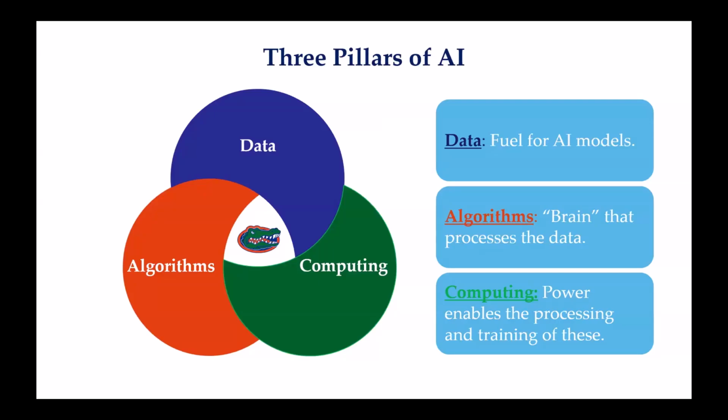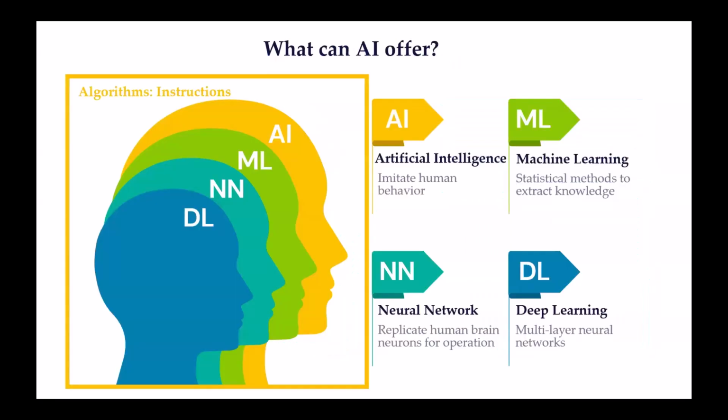For instance, we can use different versions of AI, like ChatGPT, and ChatGPT versions have different algorithms. So for different purposes, we can pick different brains. That's algorithms. The other thing is computing power. Computing power enables the processing and training of all of these, so data and algorithms. I'm actually running two laptops, and the two laptops have different computing power. Based on the computing power, I can pick what I need.